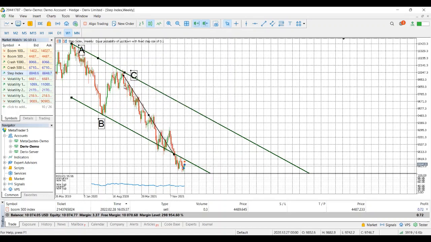How do we know the market is going to sell from here? Because from this point, when he hits B and hits C, when he started to retrace here, it was a clear sign that he was targeting this area. Okay? And that is why anyone who knows where the weekly time frame is moving knows that he should be going for sells instead of buys on step index.